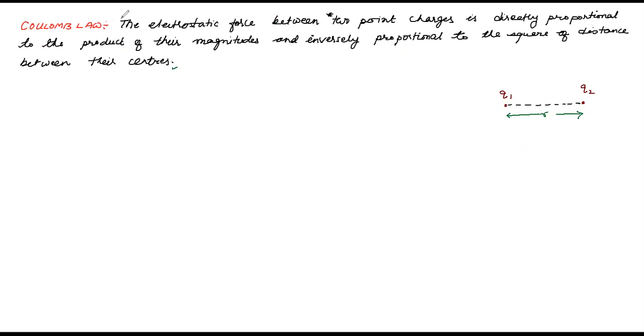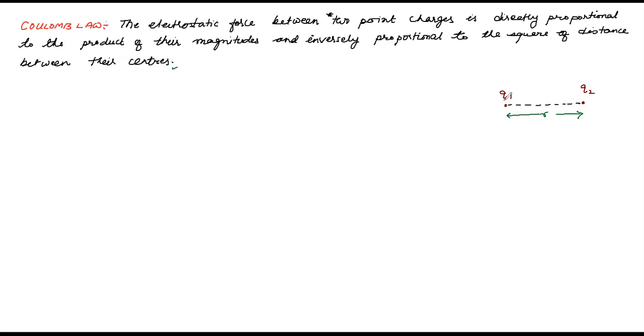In order to understand Coulomb's law, let us take two point charges Q1 and Q2 kept at some distance r in any medium. The medium could be anything. Now obviously the force will exist between these two point charges, and the force may be anything. It may be attractive or it may be repulsive. It depends on the type of the charges we are taking.